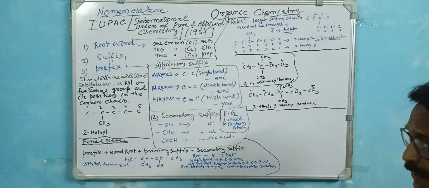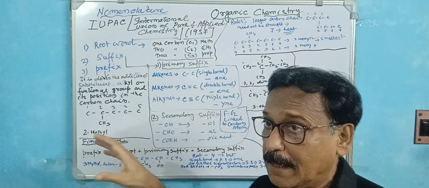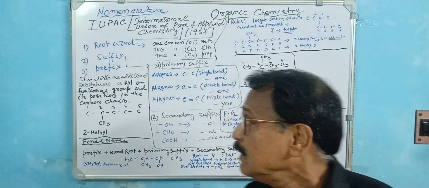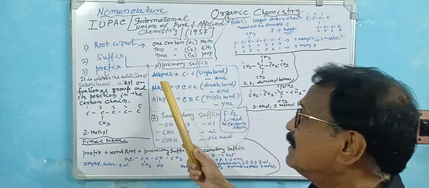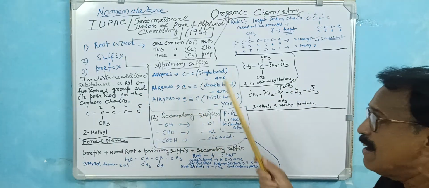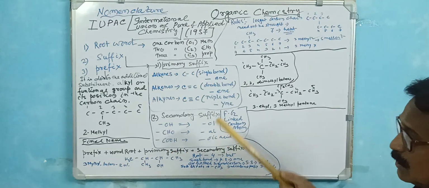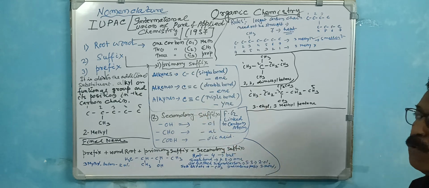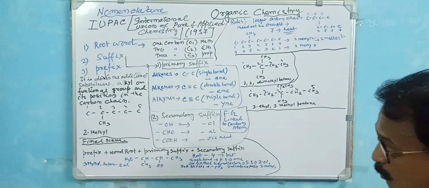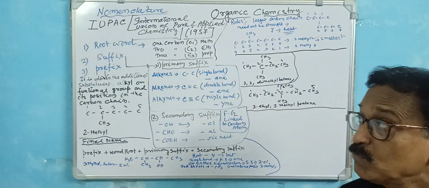One is the primary suffix, one is the secondary suffix. Don't panic, just see and understand. It is very easy. The primary suffix is actually about the bond. If there is a single bond, you already know this is an alkane, so ultimately this is ane. Double bond is alkene, so ene. The pronunciation is very important. And alkynes, the triple bond, so yne. The pronunciation and the spelling are very important when you write down the nomenclature or naming of the organic compound. This is the primary suffix.